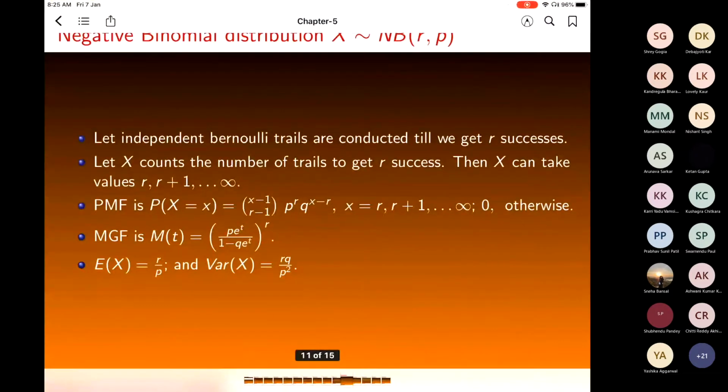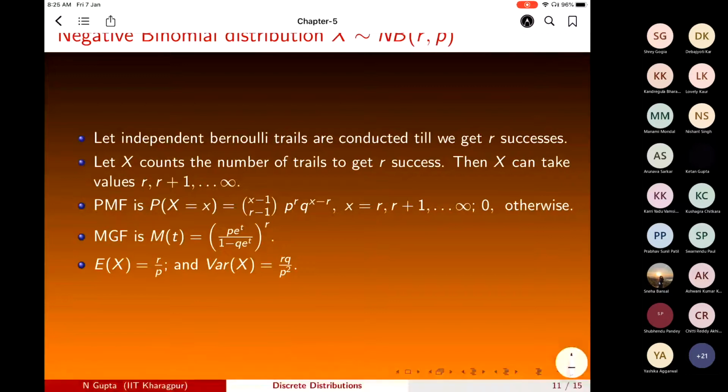In this fashion we will get this, and the moment generating function using the same method: expected value of e raised to power tX is the summation of e raised to power tx into the probability mass function. So we will get p e raised to power t over 1 minus q e raised to power t, whole raised to power r. Mean and variance we can find out: mean is r upon p, variance of X is r q upon p square. In this fashion we can find the mean and variance for a negative binomial distribution.